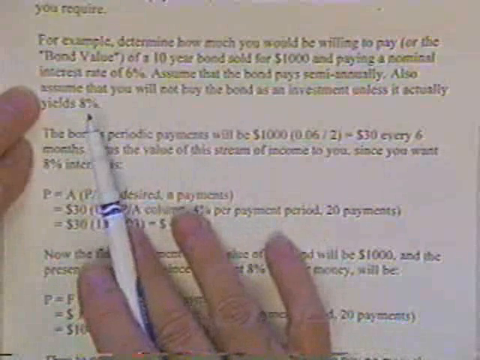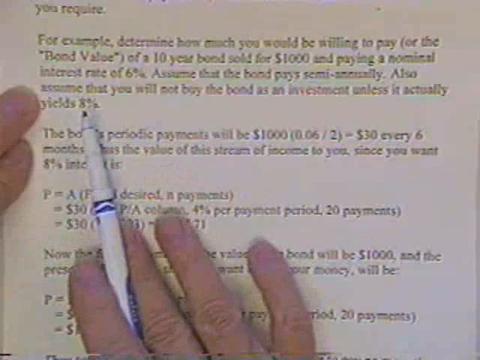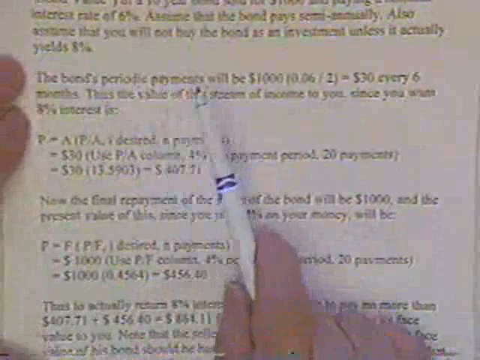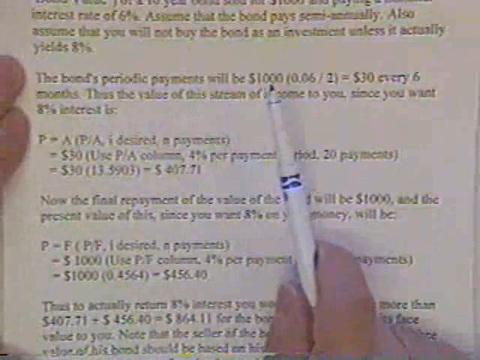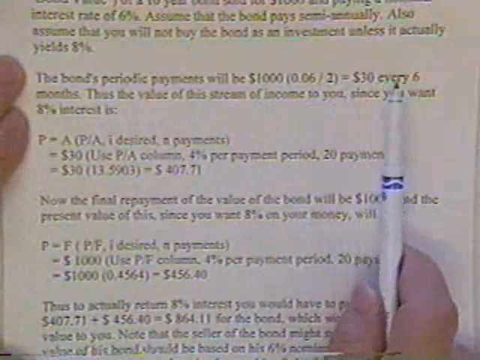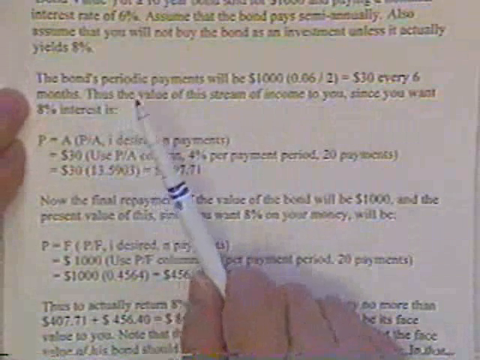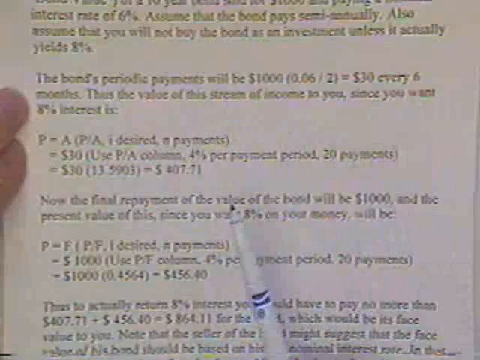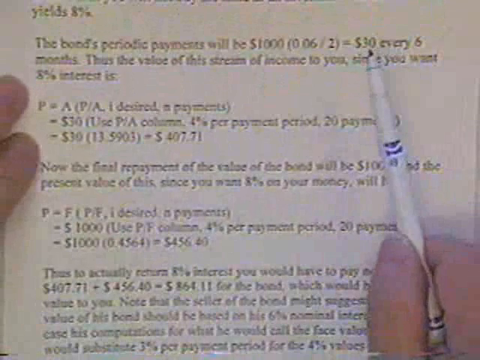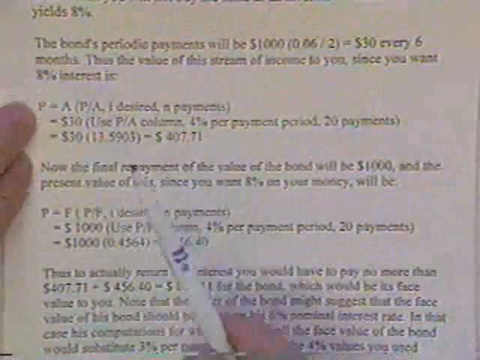And the guy says, well, okay, what will you pay for it? That's the bond's value, and it takes into account the fact that I want 8% on my money. The bond's periodic payments would be $1,000 times 3%. So he's going to give you $30 every 6 months. And if you're interested in knowing how much that stream of income is to you, here's what being paid $30 every 6 months is worth to you at 8%.